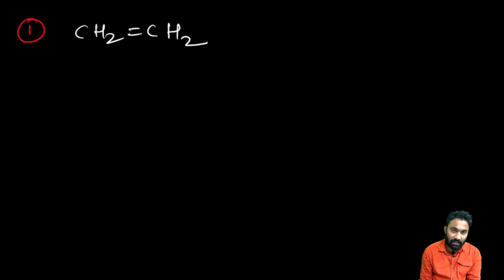See, first point: for any compound to show delocalization, all the carbon atoms should be sp2 and it should be planar. Done? Then, first case, suppose they have given ethene. Here it is sp2, but for conjugation or resonance to happen, we need sp2 carbons with a double bond, single bond, single bond pattern. But here the delocalization or resonance will not happen.